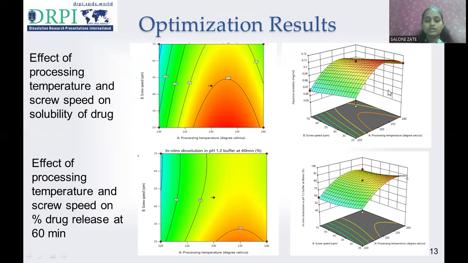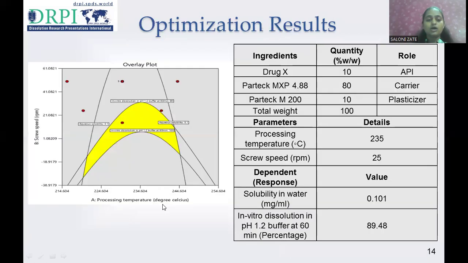The same is shown in the 3D surface response curve, where as processing temperature increases, solubility is also shown to increase. Whereas in the case of screw speed, the solubility does not change as much. In the case of dissolution, similar conditions were observed. As the temperature increases, the dissolution also increased, but the screw speed does not have a significant effect on the dissolution.